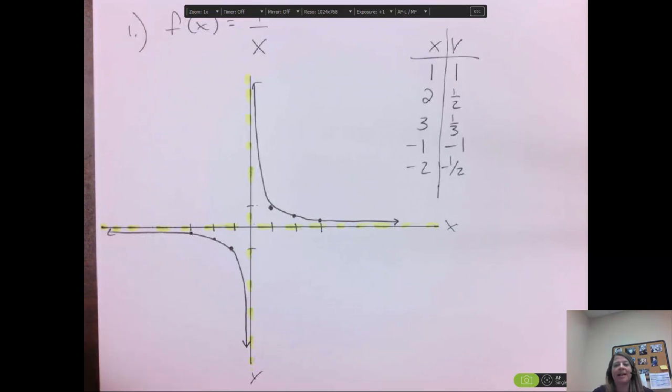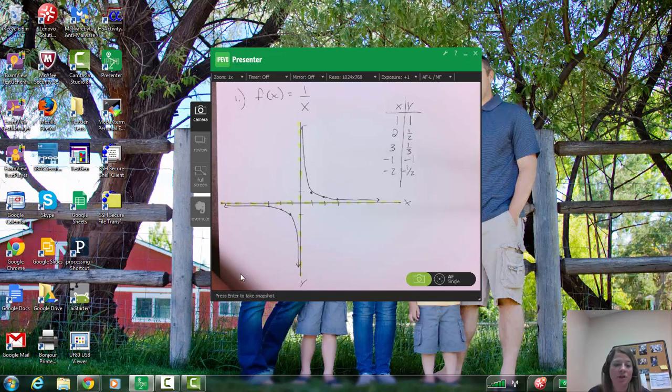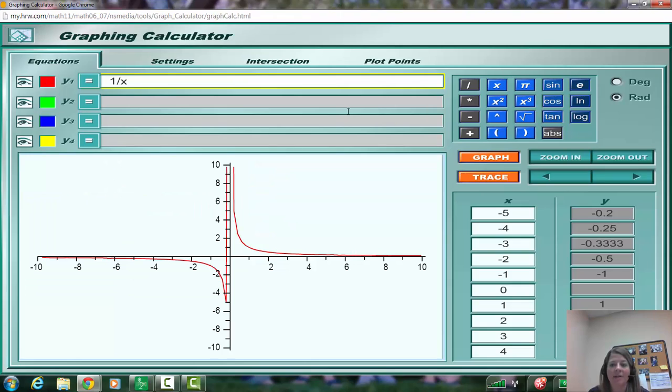Let me exit out of my viewer here, and I'm going to show you on, this is just a graphing calculator that I have for one of my textbooks.